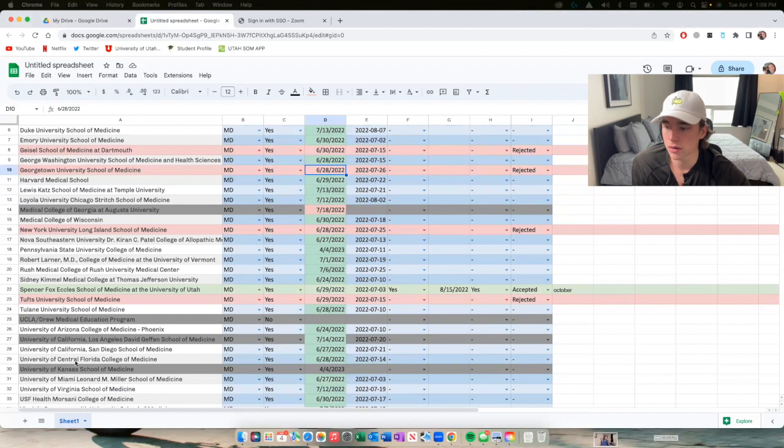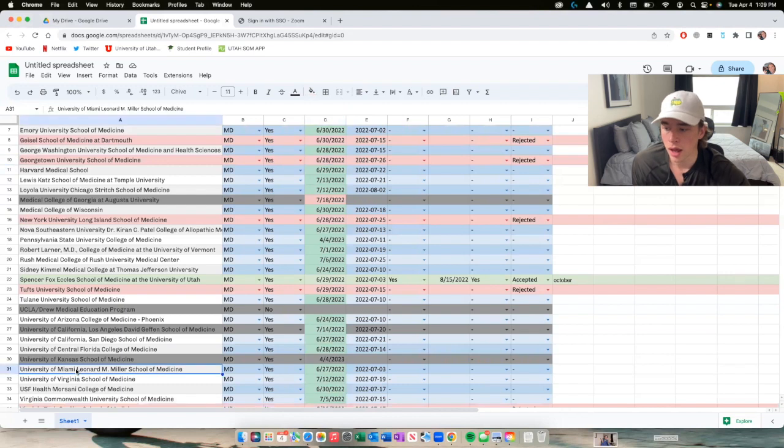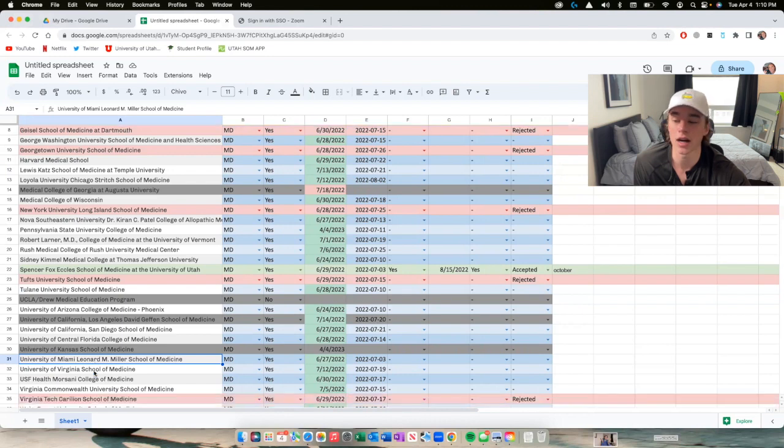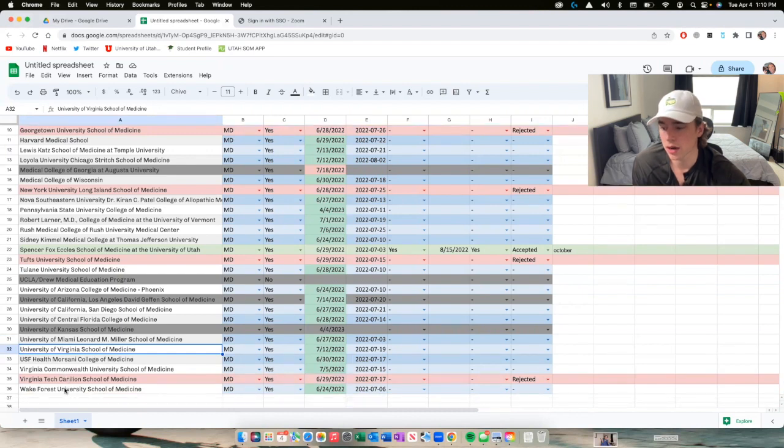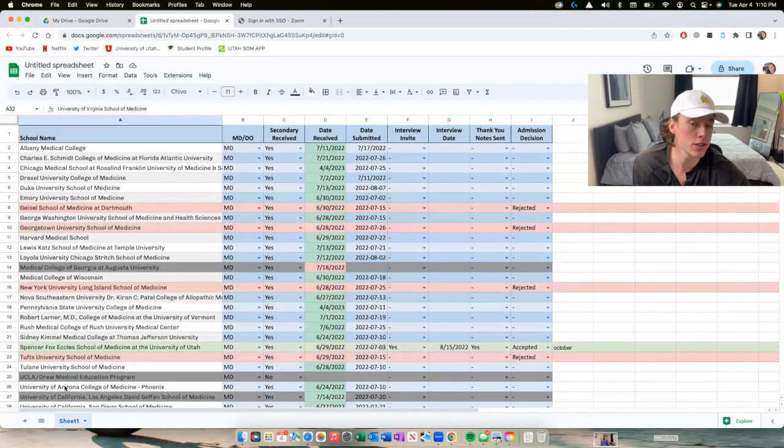Applied to San Diego, UCF. Kansas I didn't do because I submitted the primary because I wanted to do it all really quick. Didn't realize their out-of-state acceptance was low, so I never did their secondary. Miami Miller, that one kind of stings. That was a ridiculously long secondary I poured my heart and soul into, and they didn't even score my application. So I should have lit that $120 or whatever it was on fire. UVA, I applied to USF, Virginia Commonwealth, Virginia Tech, Wake Forest, and that's it. So there's a lot of them.